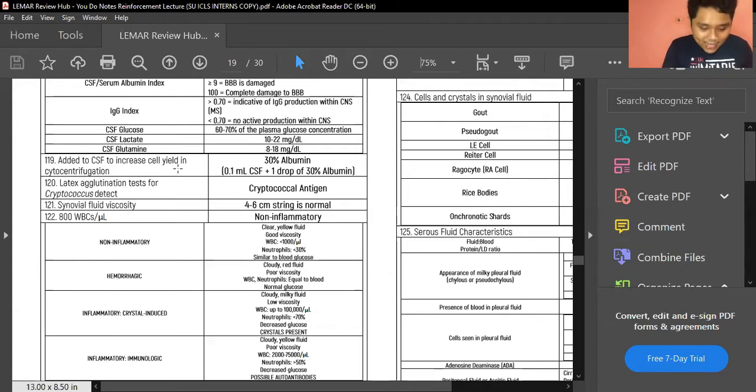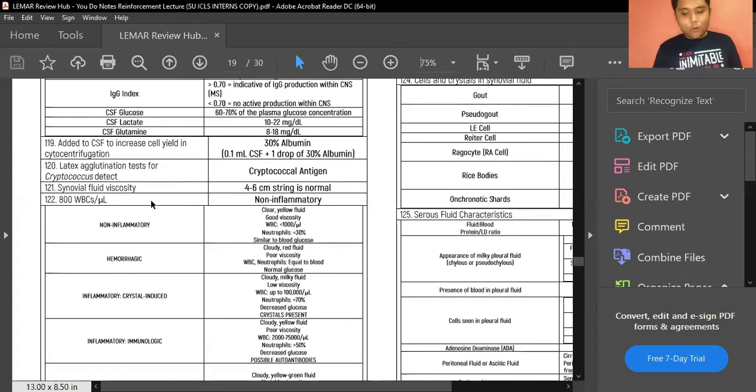What can be added to CSF to increase cell yield? You have 30% albumin. But as I mentioned, according to Brenzel and Graf, it is 22%. But for Strasinger, we will follow 30%. Latex agglutination test, whenever Cryptococcus is mentioned, is a serological test for Cryptococcus, especially for CSF testing. It detects the antigen, the cryptococcal antigen.